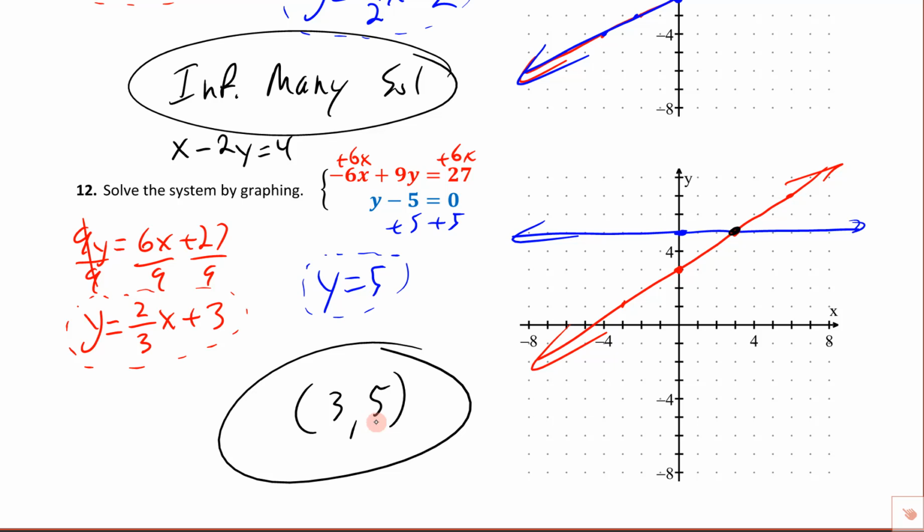Okay, great practice here with solving systems of equations. We've already done a couple from your assignment. Good luck getting the rest of them done.